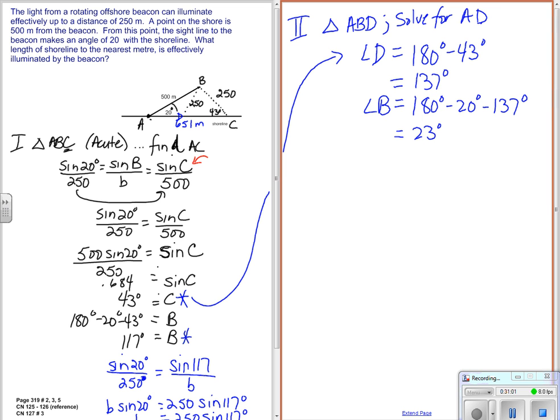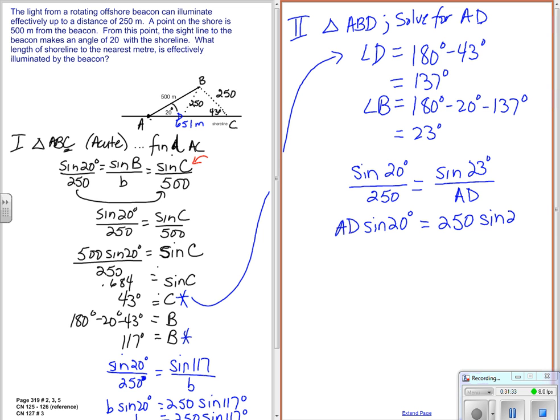So sine of 20 degrees over 250 is equal to sine D over little d, which will be, sine B over b, sine 23 degrees over little b, in this case is the same as AD. So I can find side AD. I'm cross multiplying, or multiplying both sides by AD and by 250. Side AD is 250 sine 23 over sine 20. AD is 285.6.